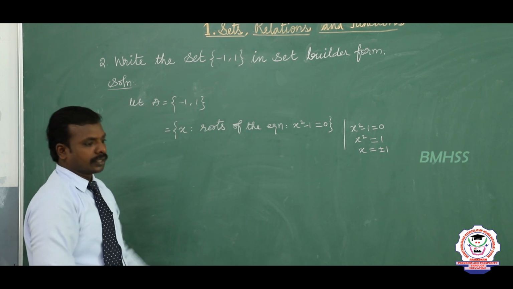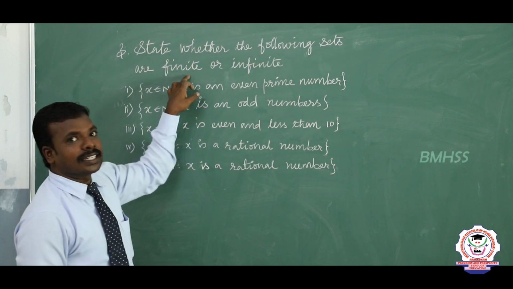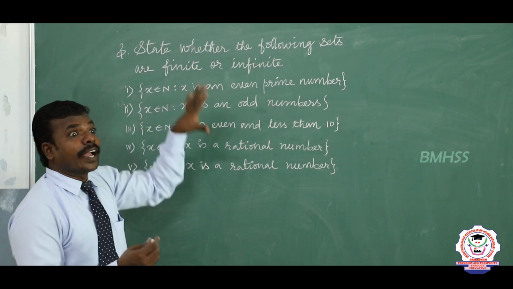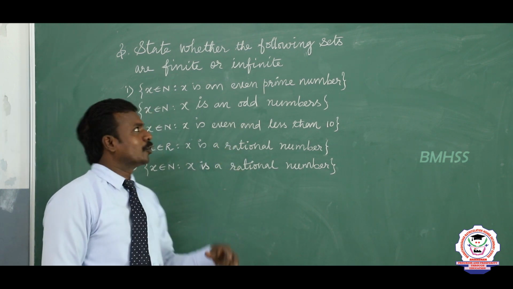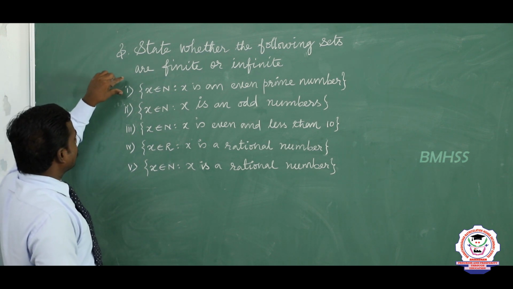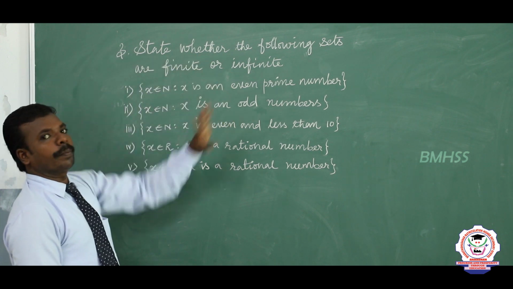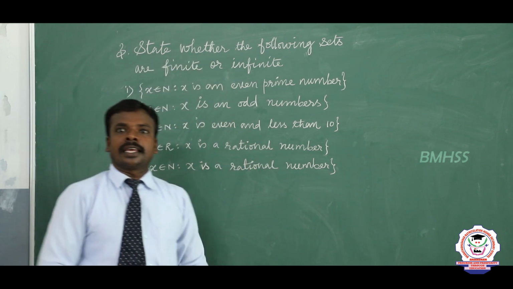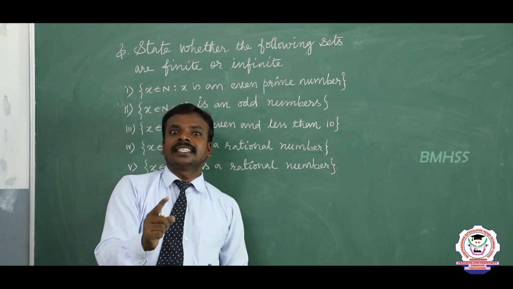Okay, listen. Question number 3. State whether the following sets are finite or infinite. Finite means that it is countable. Infinite means uncountable. They have given 5 subdivisions. In the first subdivision they have given x belongs to N, x is an even prime number. So how many even prime numbers are there? There is only one, that is 2.